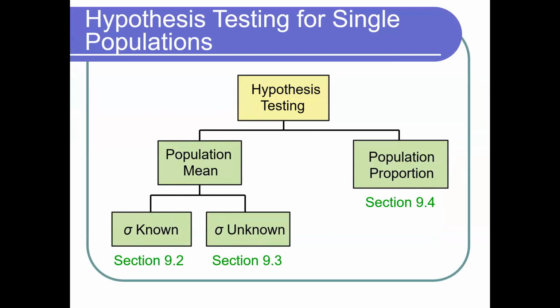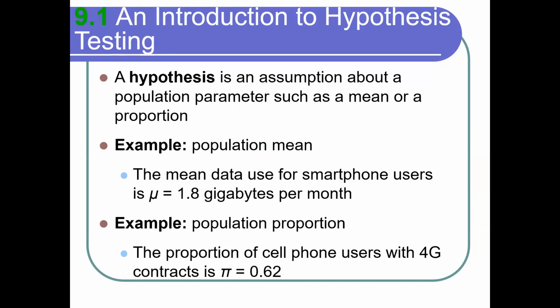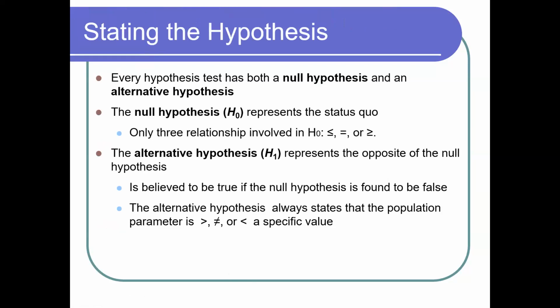So there are three types of hypothesis tests. The hypothesis is the assumption for the population parameter, such as the average or the proportion. For example, the population mean: let's say the average data used by smartphone users is 1.8 gigabytes per month. That was a long time ago. I think my daughter can use more than 1.8 gigabytes every day now. Another example for population proportion would be that the proportion of cell phone users with a 4G contract is 0.62. So 62% of cell phone users actually have a 4G contract. This is an old example, but it just shows you some of the hypotheses.